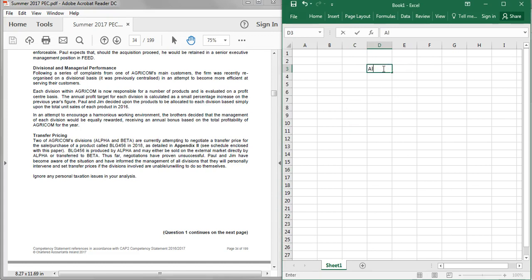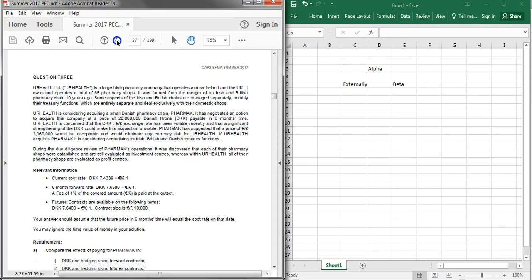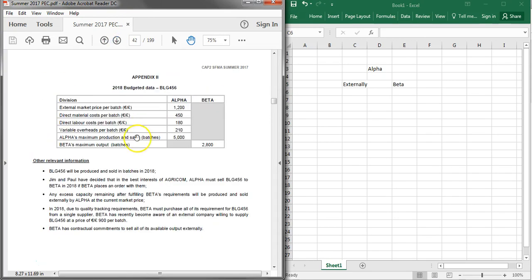So if we just write it down, Alpha can sell externally or it can sell to Beta. So it's the manufacturer, just so we know what's going on, and it's based on negotiations, but they've so far proven unsuccessful. And Paul and Jim, who are the head office people, in terms of the directors, are getting a bit annoyed at the situation and they want to personally intervene if they can't negotiate themselves. So we know negotiation is one particular option, but there are others. So that's the background, and we're given information then in Schedule 2 about the price that they can charge externally, the quantities involved, and a number of other bits of information that will help influence us.